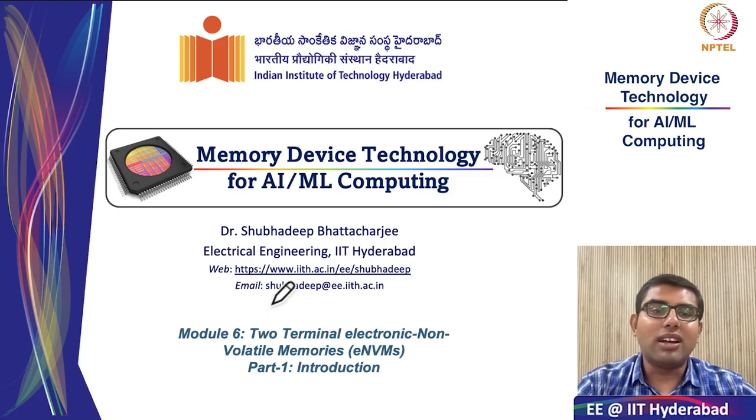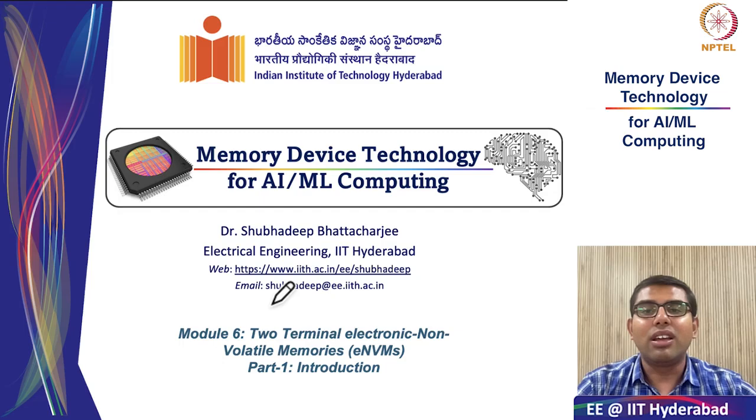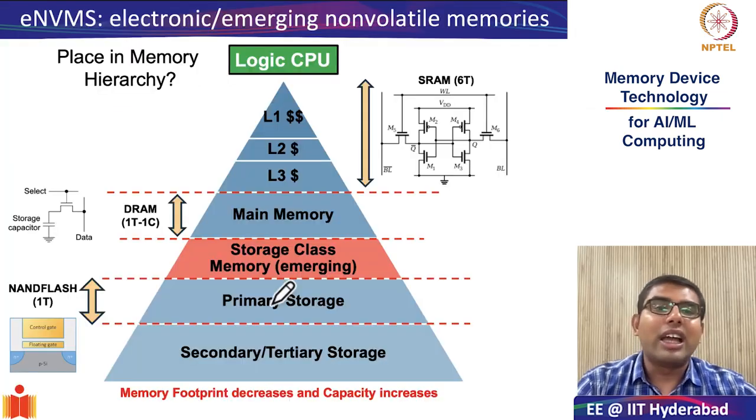Today we will begin the second part of our course, which will look at futuristic memory device technologies for facilitating more brain-like computing, or neuromorphic computing. So today's module 6, we start by having a brief introduction of what are electronic non-volatile memories, specifically what are two-terminal ENVMs. As we have discussed, ENVMs are sometimes interchangeably also known as storage class memories. Let us remind ourselves why they are called storage class memories.